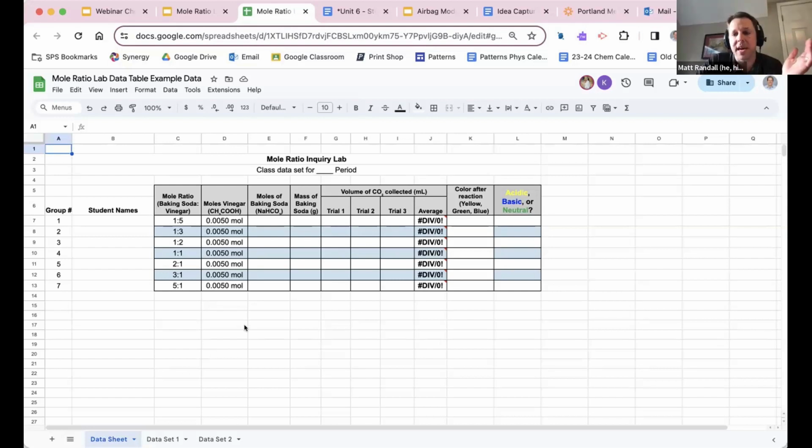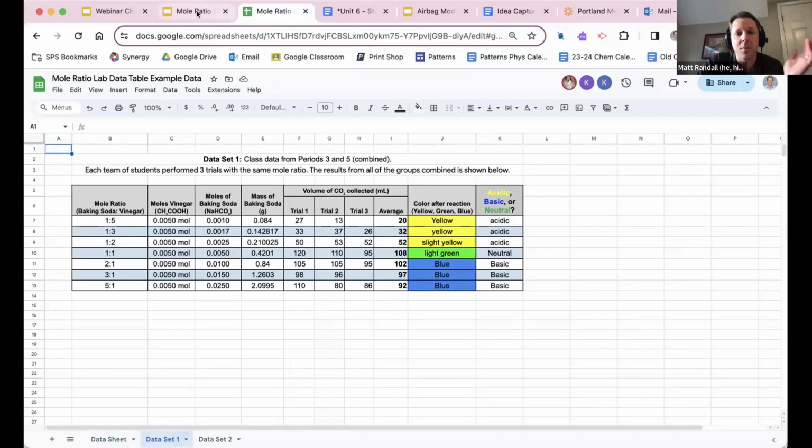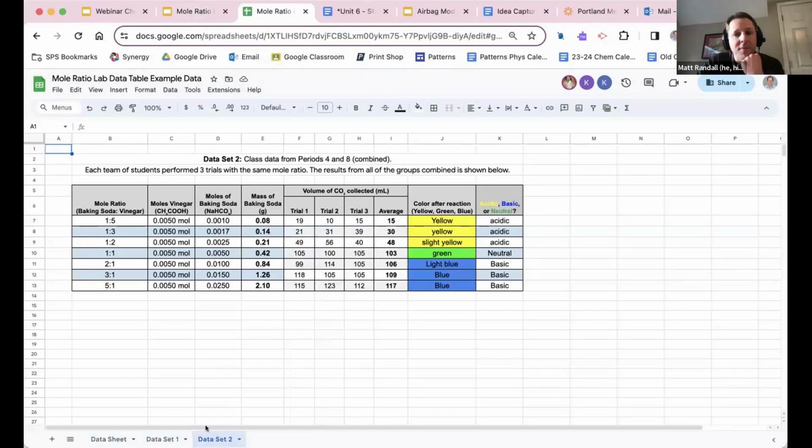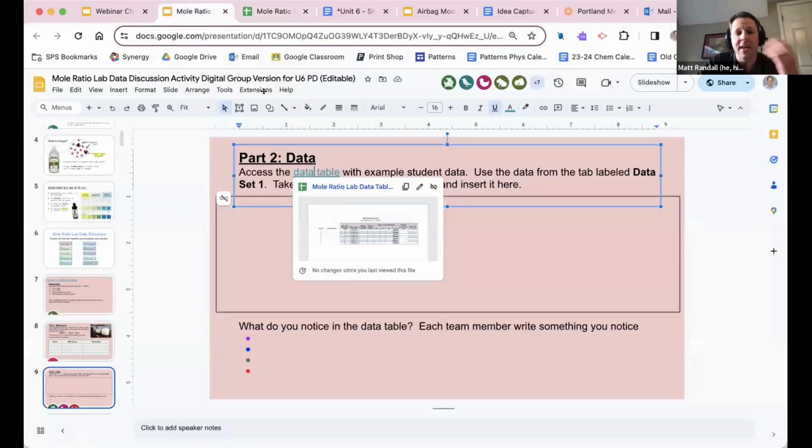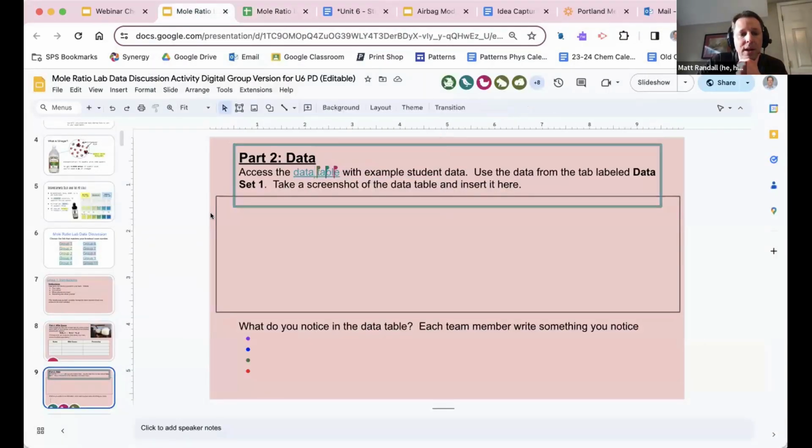And then they're going to put the data from their 3 trials, or in some cases 4. Often the first one, it's hard. There's a lot going on, so it's hard to do, especially the first time. So they'll put that into one specific row in the data table. Depending on what your slide says, you're either going to access data set 1 or data set 2. Those are data sets from different classes, so that we'll have a little bit of variation in this. And then have someone take a screenshot and then put that into the slide. And then there's a place for you to say something that you notice in the data table. So would you have each person share or write something you notice?